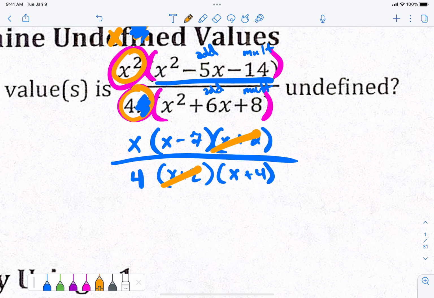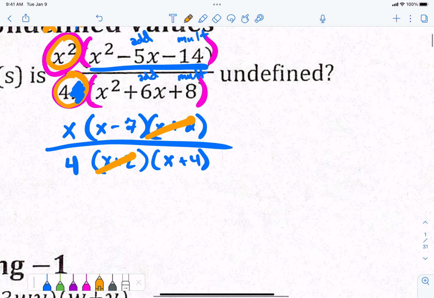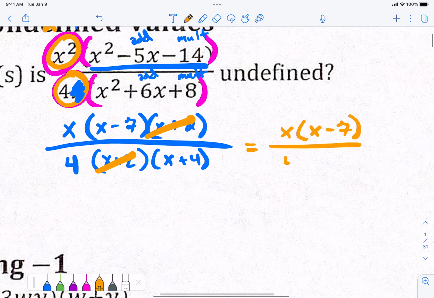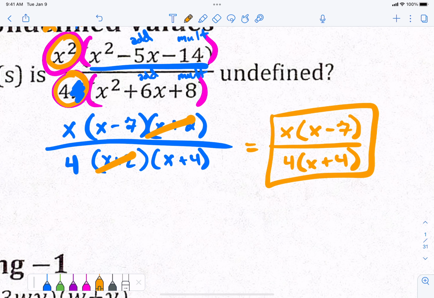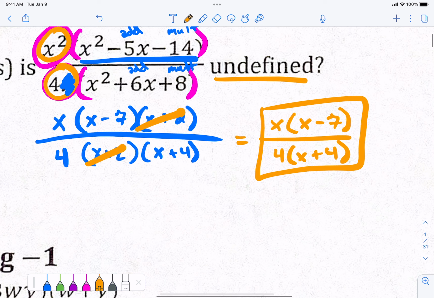Okay, now cancel. The x plus 2s can cancel, right? Because they are exactly the same. Anything else that will cancel? Nope. So on the top, we have x times x minus 7. You don't have to multiply them back through. If you do, it's not a big deal. But I'm just going to be lazy because we can be lazy, right? And there is that. Okay, that's my final answer, but it wants to know where this is undefined.